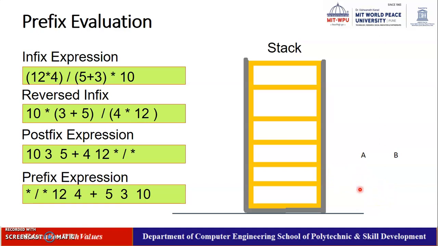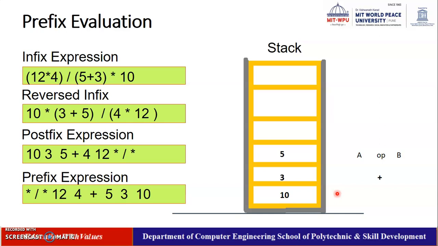When you scan, the 10 goes directly to the operand stack as it is an operand. Then 3 comes and goes on the operand stack. Then 5 comes and again goes on the operand stack. Then the plus sign comes. The plus sign will not go on the operand stack; you have to remember it as your operator.